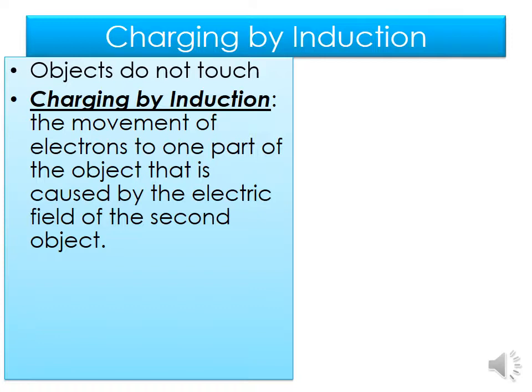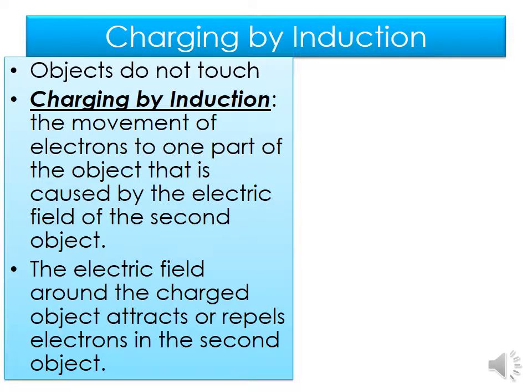So remember, any charged object will have an electric field or a force. Now remember, if it's an electric field, it's going to have that pull towards it. If it's a negatively charged object, it's going to have that pull towards it. If it's positively charged, it's going to have that push away from it. So induction is the movement of electrons from one object to the next by the electric field either pulling or pushing. The electric field around the charged object attracts or repels electrons in the second object.